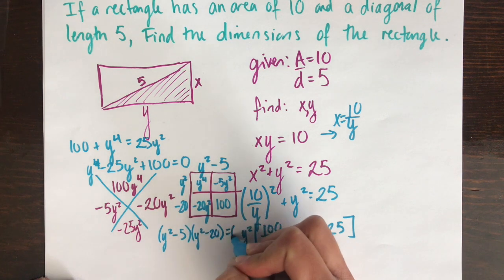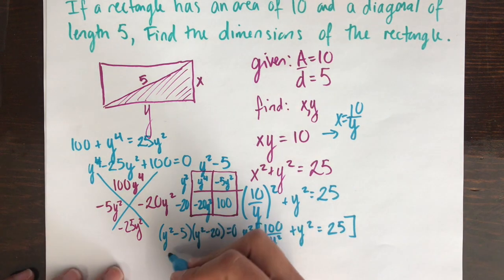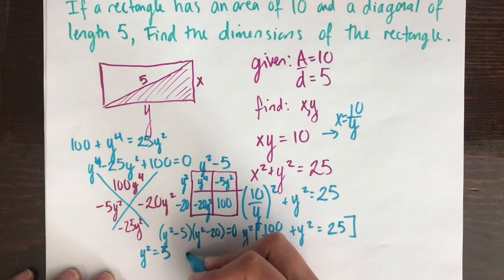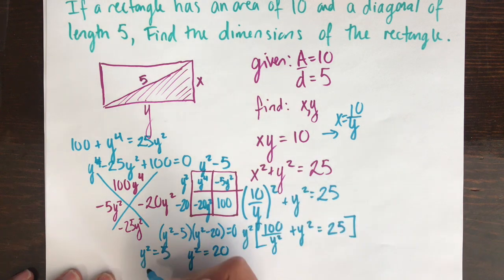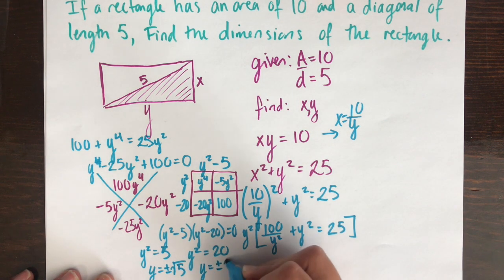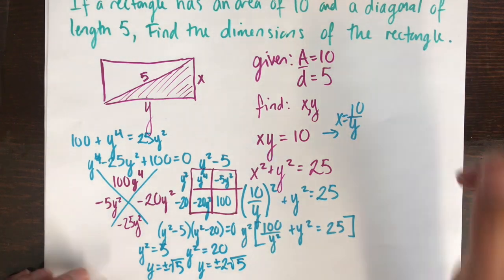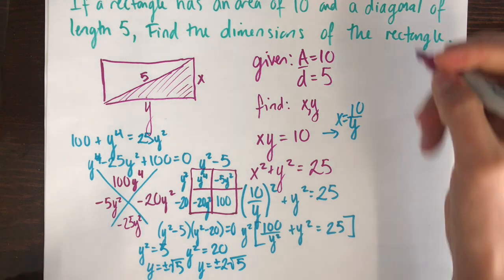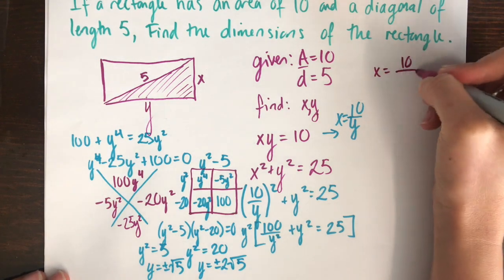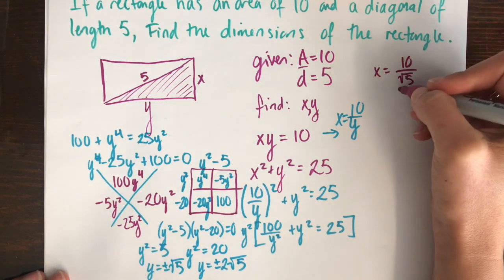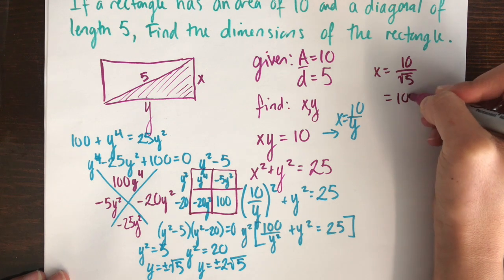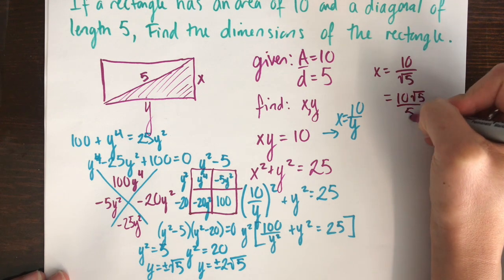So I know that both of these are multiplied and it's equal to 0, right? So I'm going to solve so that y squared is equal to 5 and y squared is equal to 20, which means y is equal to plus or minus root 5, y is equal to plus or minus 2 root 5. That's the square root of 20. Now, you may know that my dimensions are root 5 by 2 root 5, right? Because I'm going to eliminate those negatives because they don't make sense, because we're looking for the dimensions of a real shape.